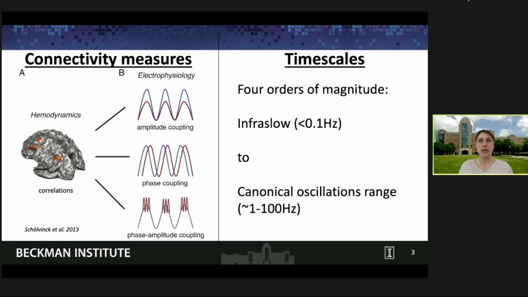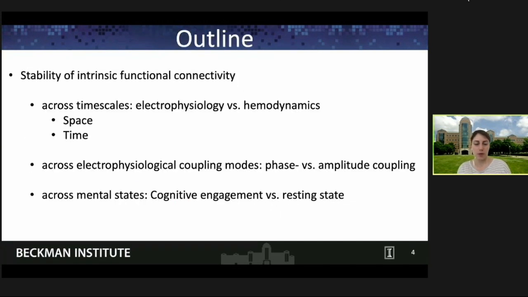The other complication or richness of this data is that we are actually dealing with 4 orders of temporal magnitude. The signal goes all the way from infraslow, which is the typical range that we use in fMRI, to the high level of the canonical oscillations in the gamma band. So this is another point that makes the data much more complex than what we know from fMRI.